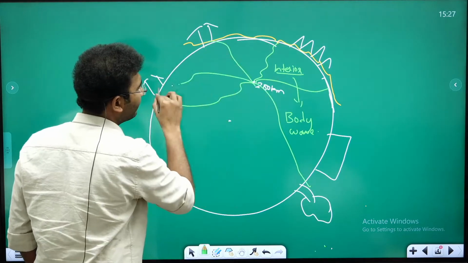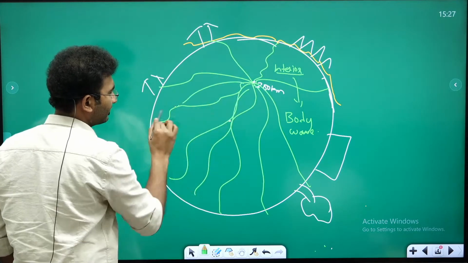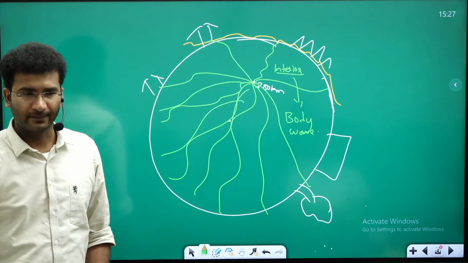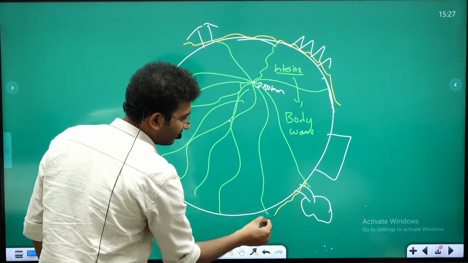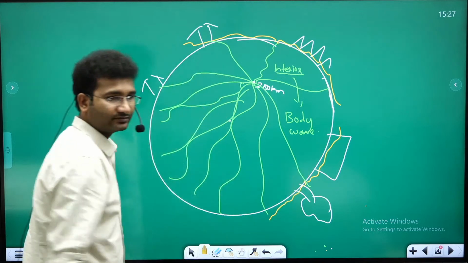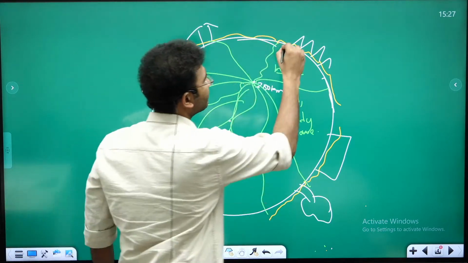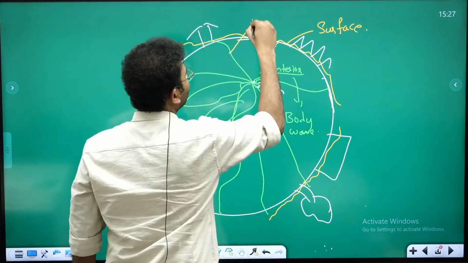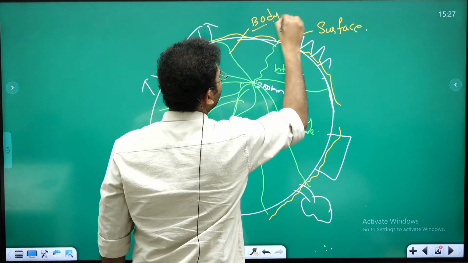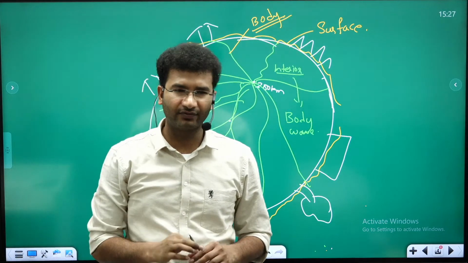The waves that are generated within the interior travel in every direction. And then, once it reaches the surface here, it travels like this. The yellow color waves are nothing but surface waves, and these are body waves. So body waves and surface waves are the two broad categories of waves of the earthquake.